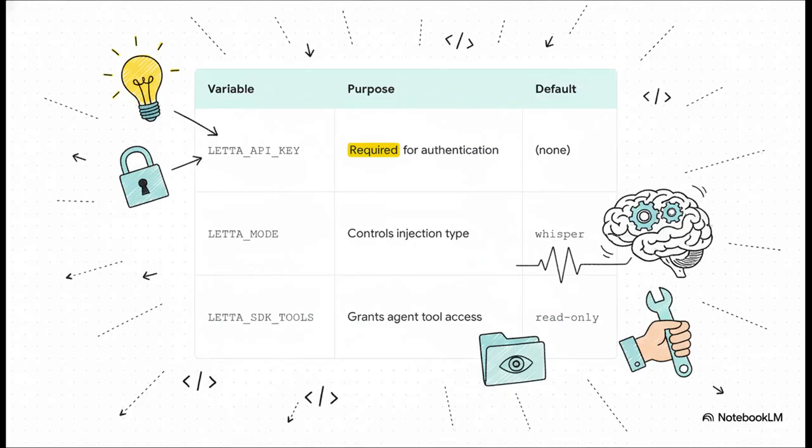Now for a little bit of configuration. You really only need to worry about a few environment variables. Letta API key is the only one that's required. Then you have Letta mode. Whisper is the default. It just gives you subtle hints. Full will inject bigger memory blocks, and off just turns it off. And then there's Letta ST key tools. It defaults to read-only, which is safe, but setting it to full is where things get really exciting, giving the agent the power to write files on its own.